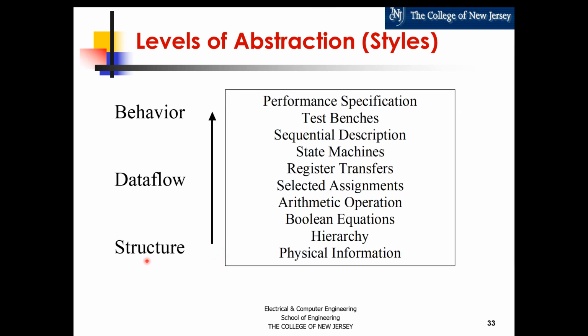So as we go from structure to behavior, you can think of all these examples of representations: physical information, hierarchy, Boolean equations, arithmetic, assignments, register transfer, state machine, sequential description, test benches, and a specification. So it goes from a very low level of abstraction, where you have the actual physical information, how things connect, specific devices, to just the specification. That's the highest level.